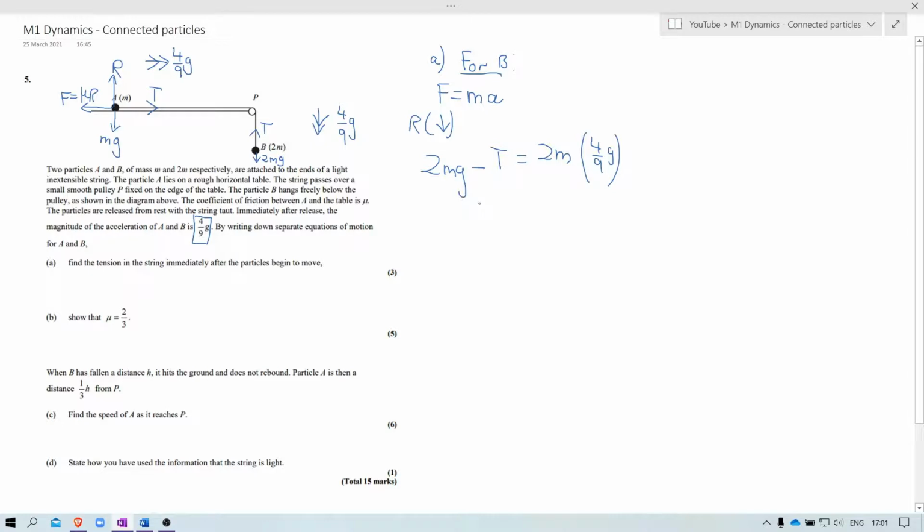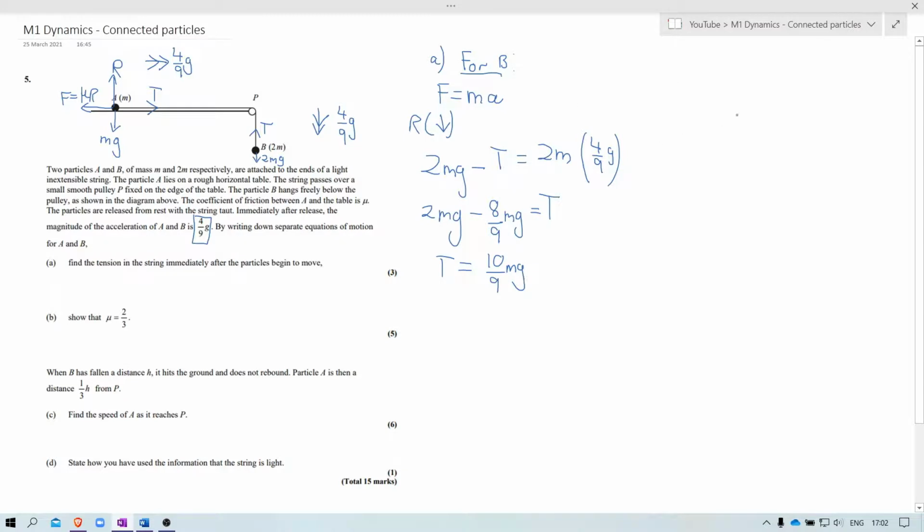Okay, so we need to rearrange this equation and get T by itself. So we get 2mg minus 8/9 mg is equal to T, and that means T is equal to, well, 2 is just, imagine that's 2/1, so that's equal to 18/9, take away 8/9 is 10/9 mg. And that's just mental math, adding and taking away fractions in my head. Nothing crazy going on there.